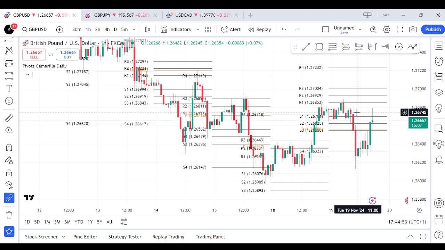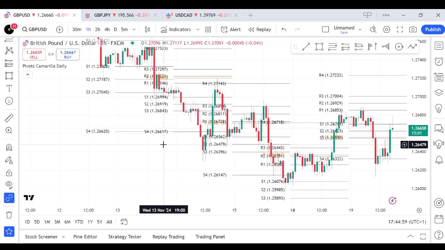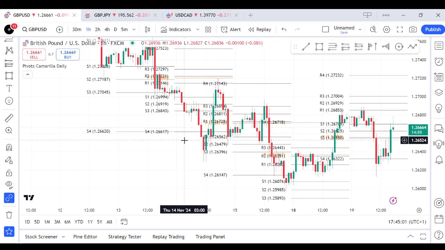So let's look at how to use the Camarilla pivot points in trading. The most important levels to focus on, like I said, are the R3, R4, and S3 and the S4. So these are levels where the most significant price movements typically occur. So let's break down 2 common strategies you can use with Camarilla pivot points. We have the first one, which is the mean reversion trades.